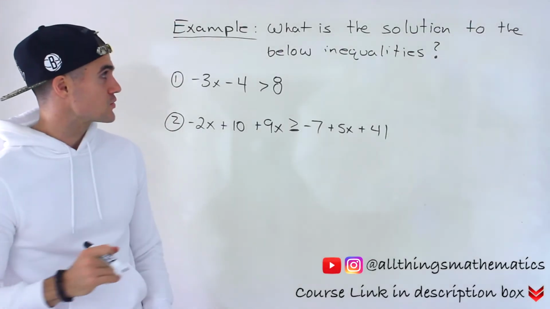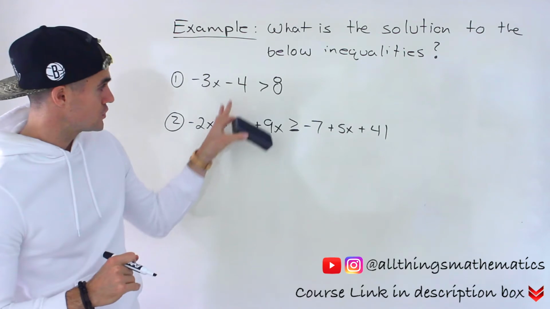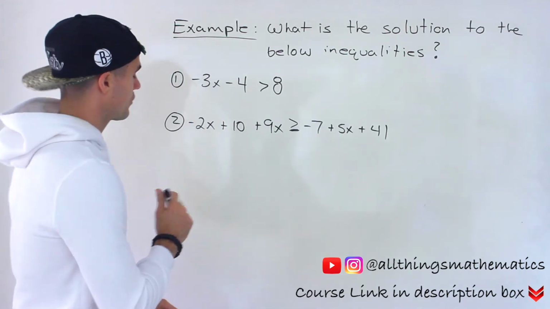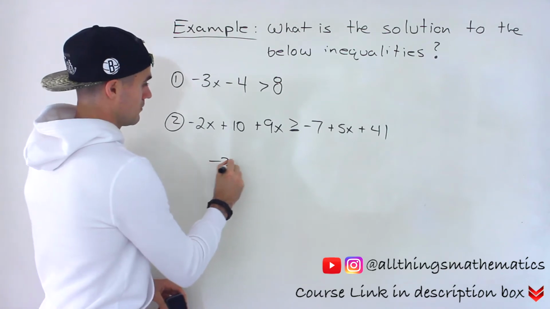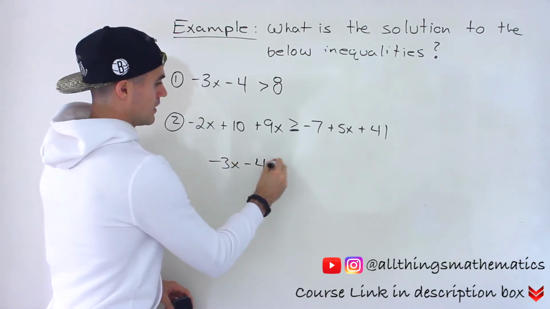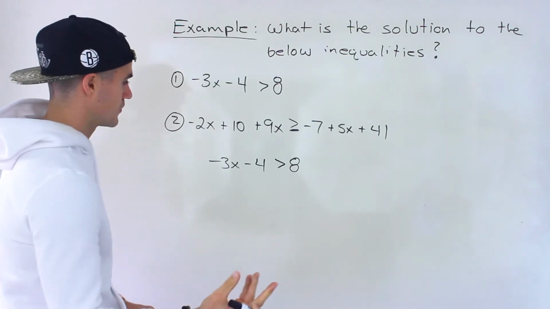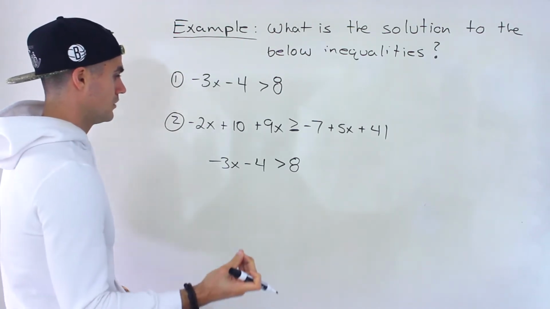And in this next question, we have to find out what is the solution to these two inequalities here. So starting with number one, we got negative 3x, I'm going to rewrite it over here, minus 4 is greater than 8. And what you want to do is isolate for the variable.